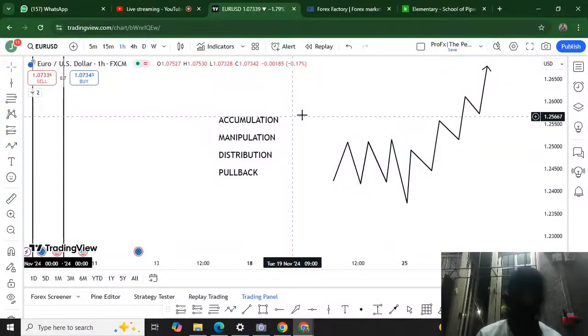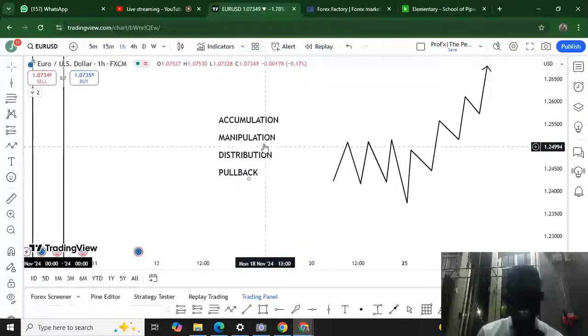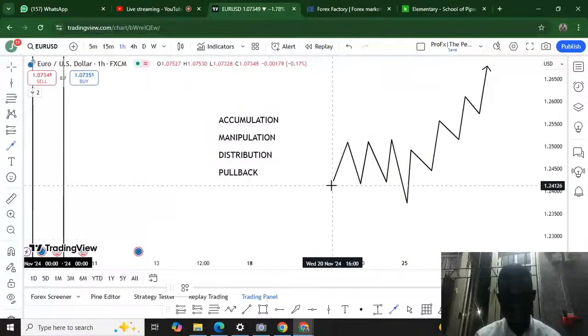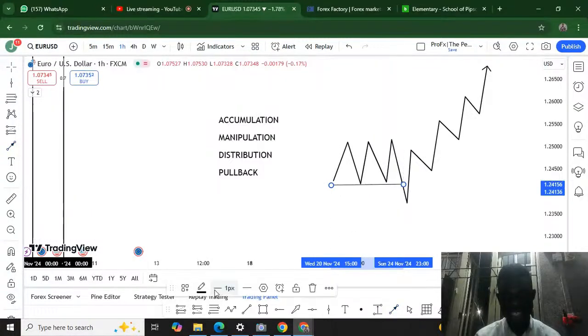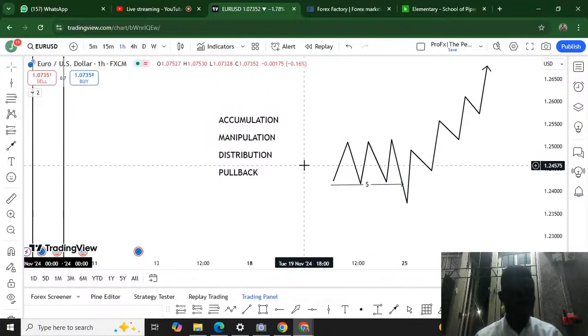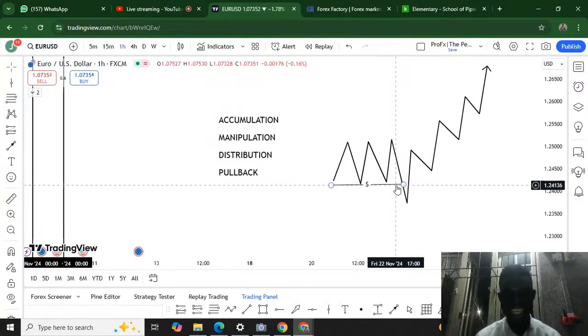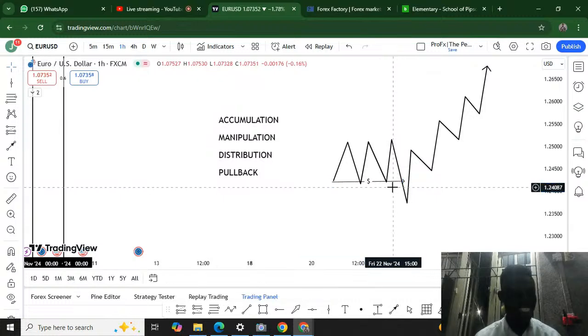I come again. If price wants to distribute to the upside, I want to have a buy day or a buy week. It manipulates to the downside, so it takes out sell side liquidity. I repeat, if price wants to distribute to the upside, that means it wants to have a buy day or a buy week. It manipulates towards the downside, taking out the stop loss of buyers and the sell stop of sellers.